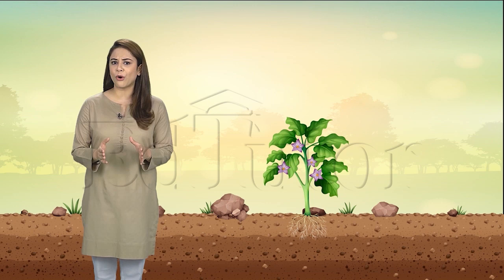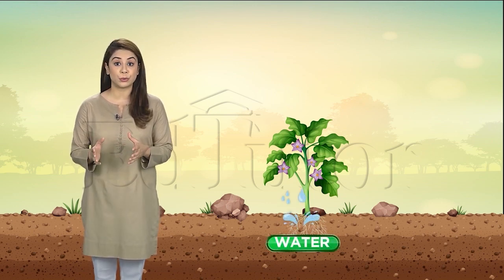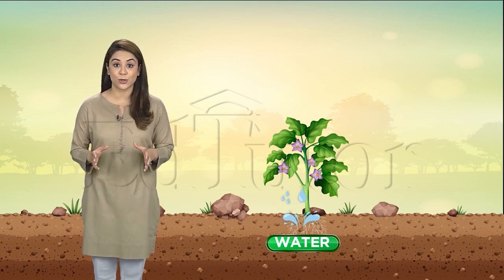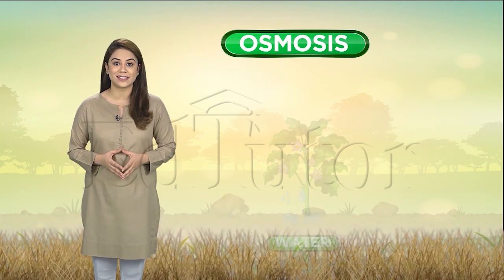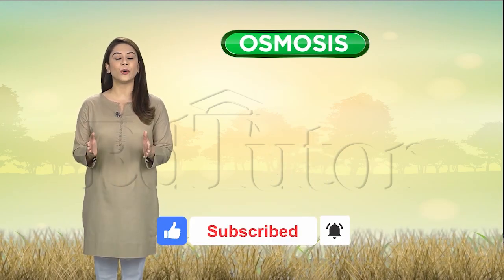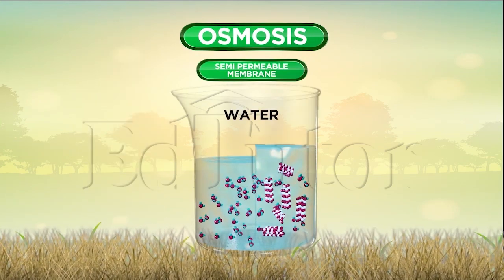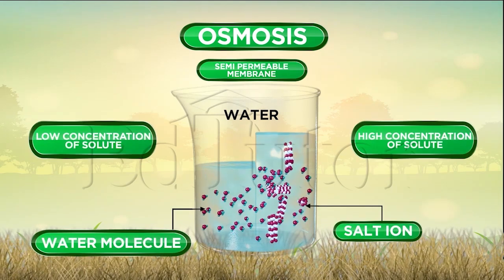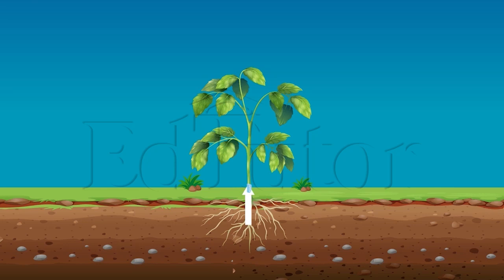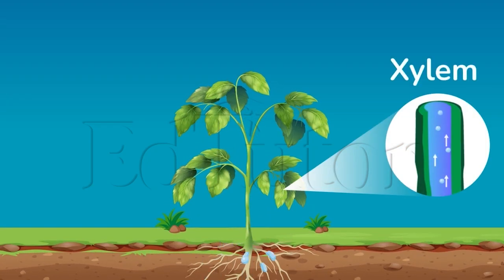So, can you all tell me how the water present in the soil is absorbed by the root and the root hair? Oh yes, the water is absorbed by the process of osmosis. Now, what is osmosis? I hope that you all remember that osmosis is the movement of water molecules from a dilute solution to the concentrated one through a semi-permeable membrane. So, the water is eventually transported to leaves through the xylem vessels.